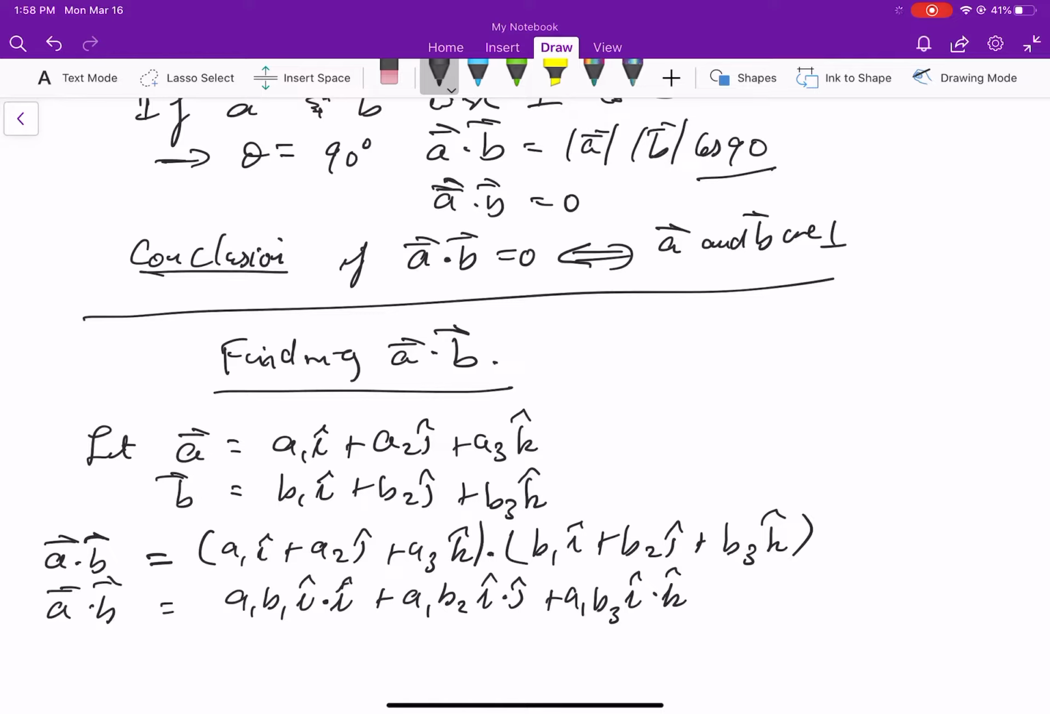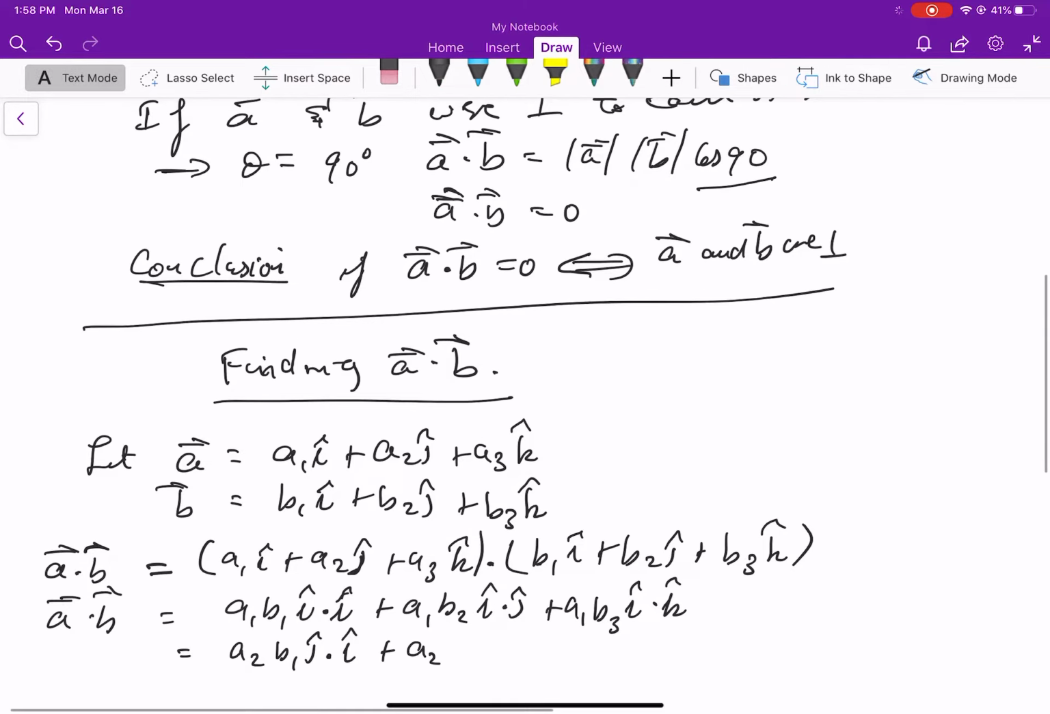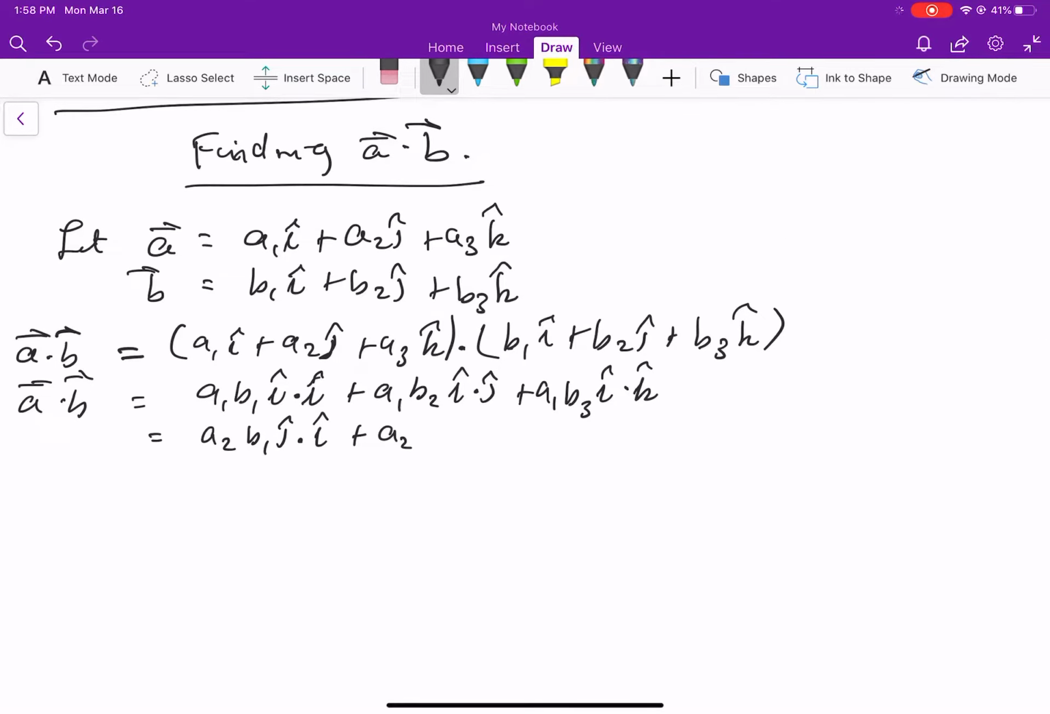Then the second term in the first bracket by all the terms in the second bracket will give me A2 B1 times j dot i plus A2 B2 times j dot j plus A2 B3 times j dot k.